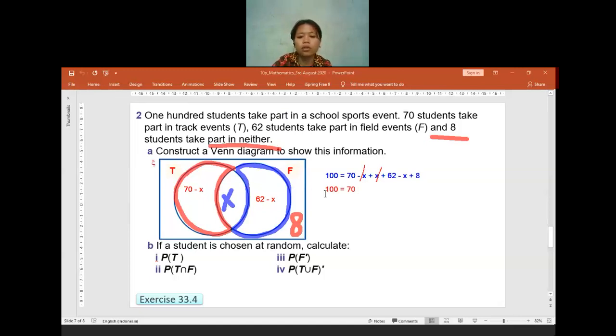plus 62 plus 8 minus x, and then when I add them in total, it will be 100 equals how many is it? 140, yeah, 140 minus x. So later we have that x will be equal to 140 minus 100, which equals 40. Is there anyone who gets confused? Yeah, so we already have the value of x, which is equal to 40.